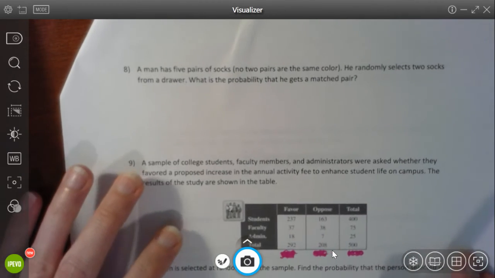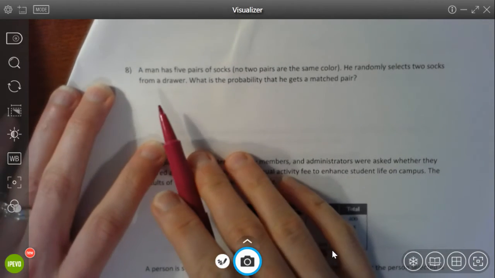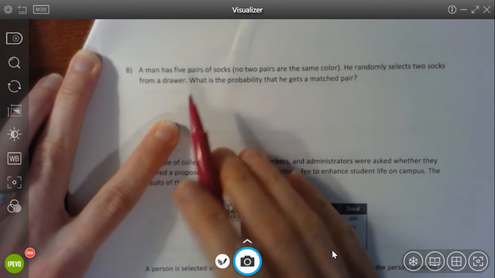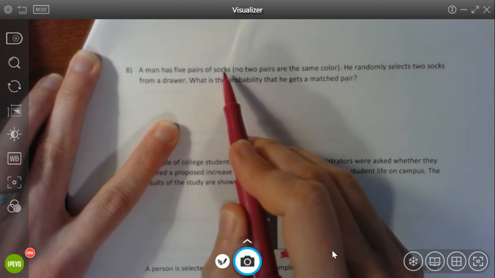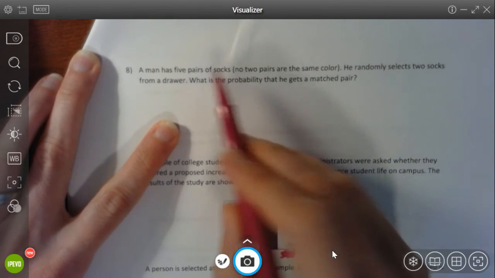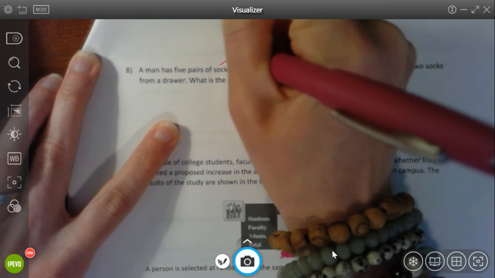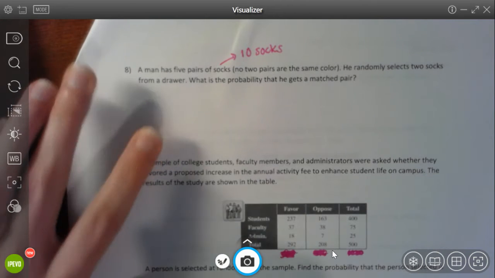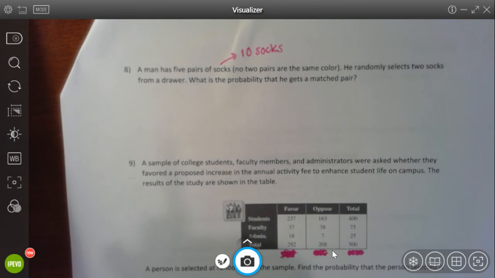Now the next problem is number 8, and there's actually 2 ways we can work through number 8. We can kind of do it logically. If he has 5 pairs of socks, and no 2 pairs are the same color, 5 pairs of socks really means that in that drawer he has 10 socks. And out of those 10 socks, 2 are one color, 2 are another color, 2 are a different color, and so forth. If he randomly selects 2 socks from a drawer, what is the probability that he gets a matched pair?